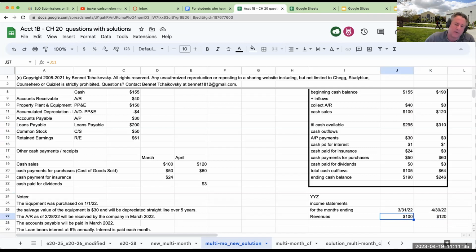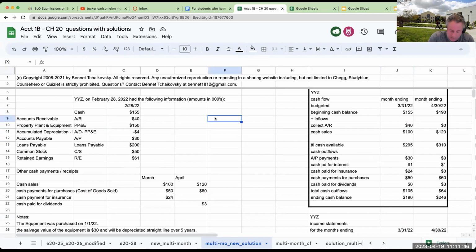Now, what about this cash collected from accounts receivable? That's not revenue, because more than likely in a prior month I made a sale on account. Maybe in February I debited accounts receivable and credited sales. So this is February, and this would have been for 40 and 40.